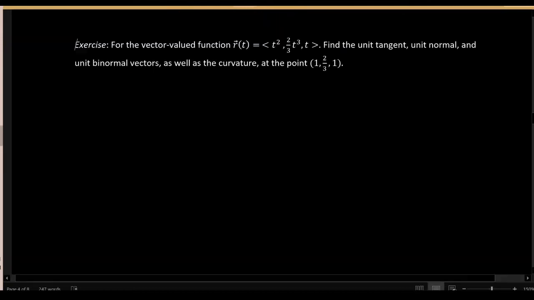Now, just for a point of comparison, let's consider the following exercise. We have a vector valued function, t squared, 2 over 3 t cubed, t. And we need to find not only the curvature, but also the T, N and B vectors: unit tangent, unit normal, and unit binormal vectors at a specific point. Now notice that the point (1, 2/3, 1) will be achieved when the t value is equal to 1 exactly.